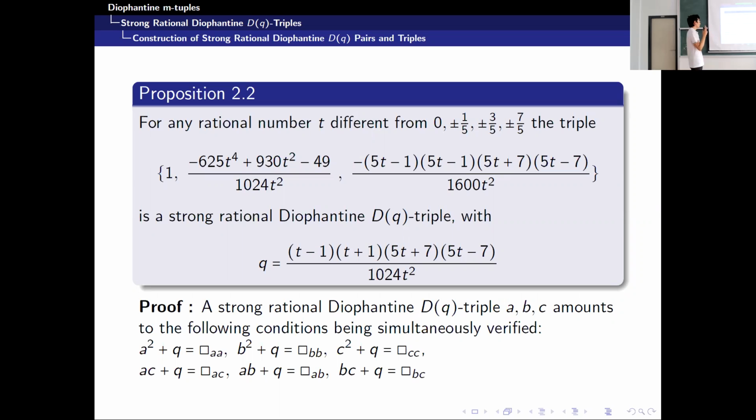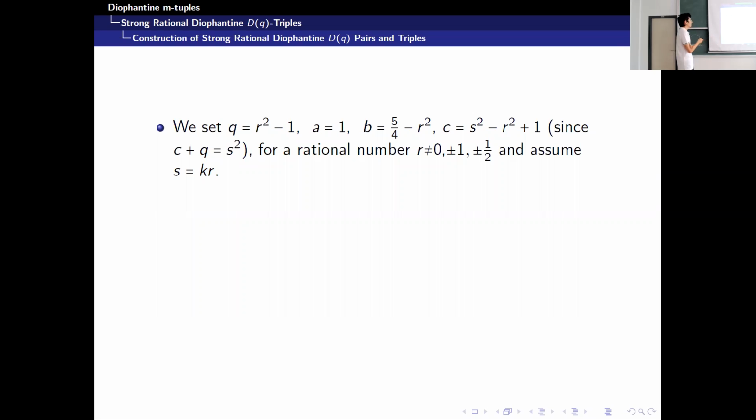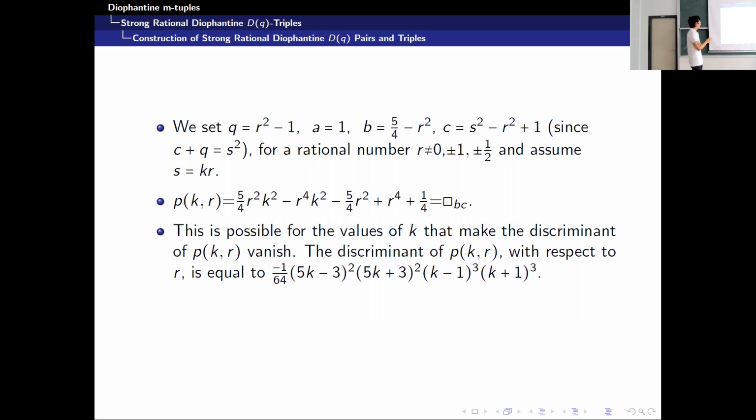And there are only two equations left. I need to show that BC plus Q and C square plus Q are also perfect squares. And let's start with BC plus Q. And with the parameterization, the BC plus Q equation now looks like this. And I need to show this equation's discriminant must be 0. And this is the discriminant of this equation. And to make this discriminant 0, K can be equal to 3 over 5, minus 3 over 5, 1 or minus 1.